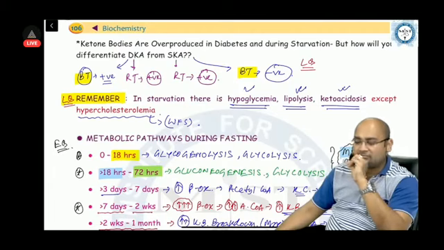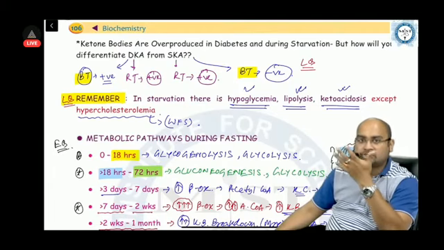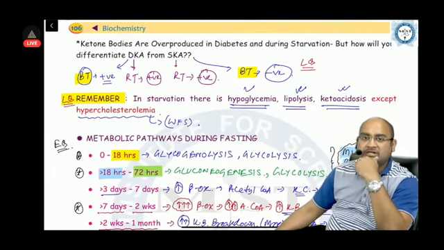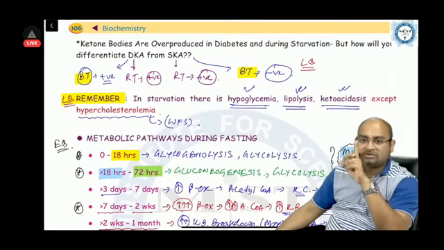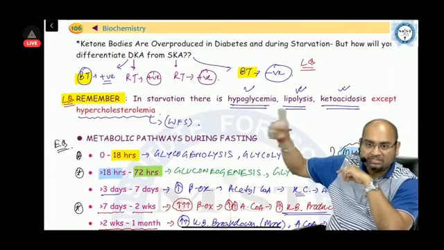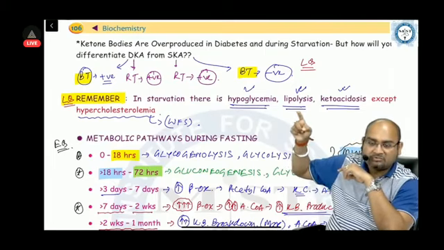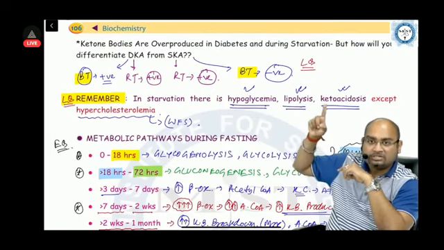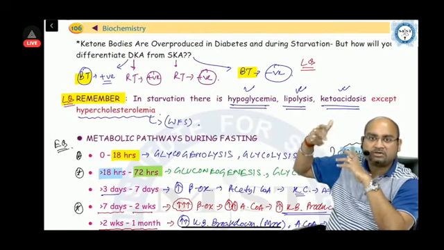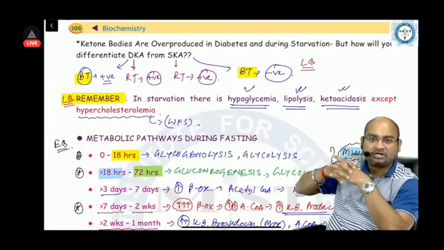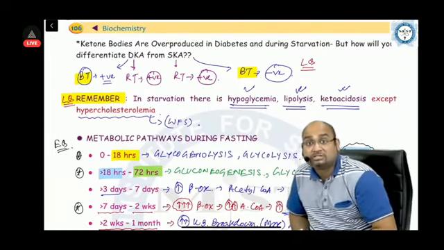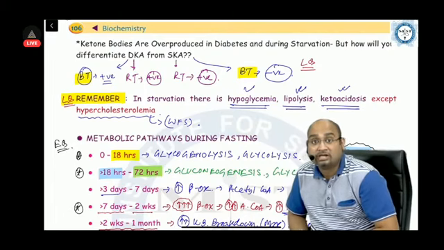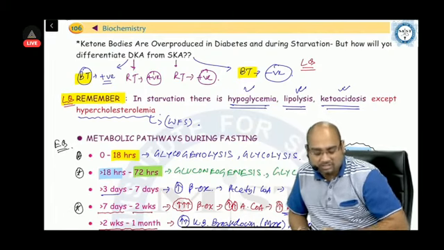As in DKA, we have a high sugar level, excess sugar will be coming out into the urine, and due to this diabetic ketoacidosis, we will also see Benedict test positive, beta. Please remember, whenever we have starvation, hypoglycemia will be seen, breakdown of fats, lipolysis, will be seen, ketone body production also will be seen because excess breakdown of fats will give you more ketone bodies, but hypercholesterolemia is not seen because hypercholesterolemia is seen in the well-fed state.